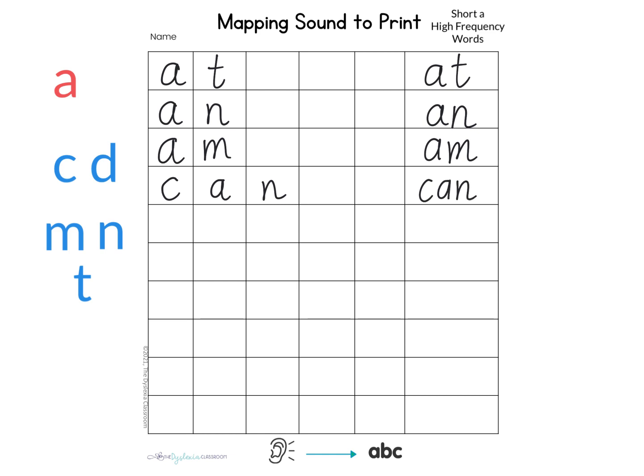Our last word is and. And has a blend at the end, which means there are 2 consonants that blend together. So let us segment our sounds. A, n, d. How many sounds did you hear? The answer is 3. A, n, d. And.